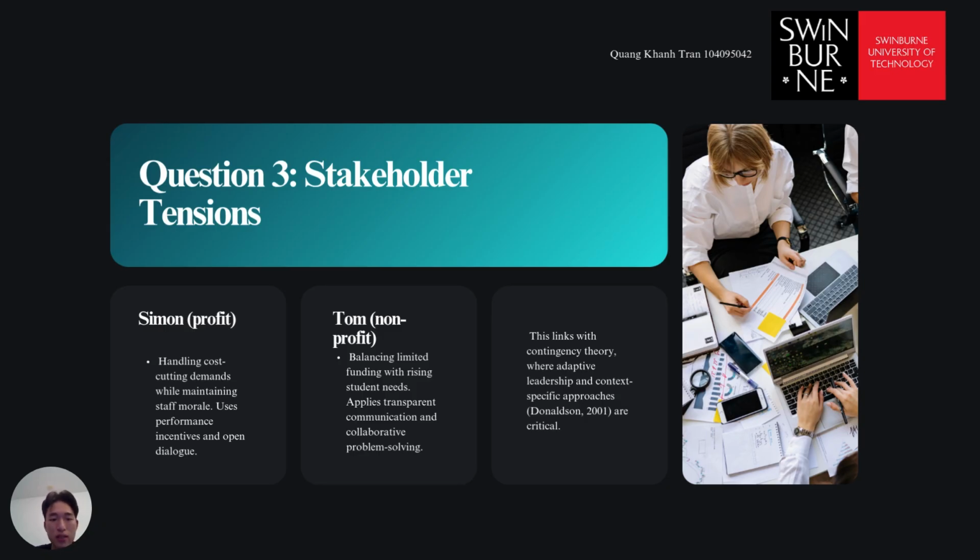So when students ask for more support or events, he often collaborates with the volunteers or negotiates with the university department to find a compromise. This supports contingency theory, which argues that leadership and management must adapt to specific contexts, as Donaldson 2001. Both managers approach stakeholder tensions with flexibility, using communication and trust building rather than rigid structure.